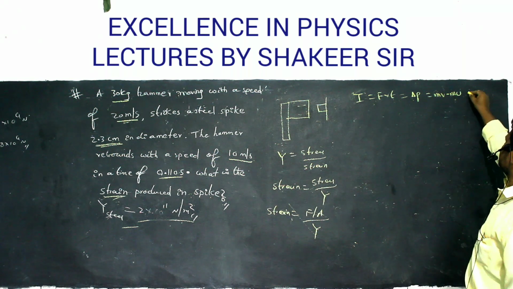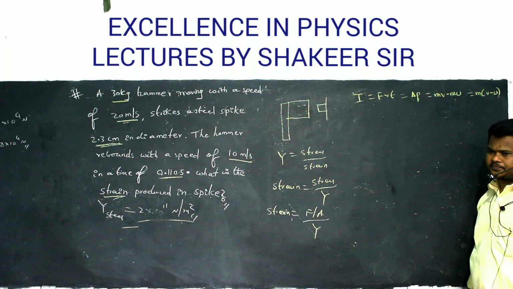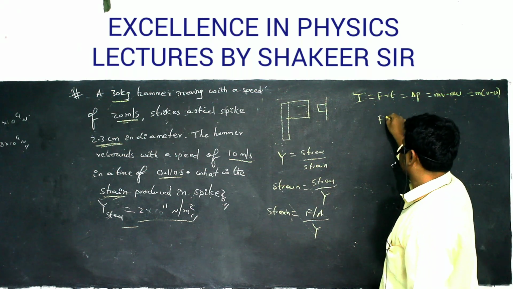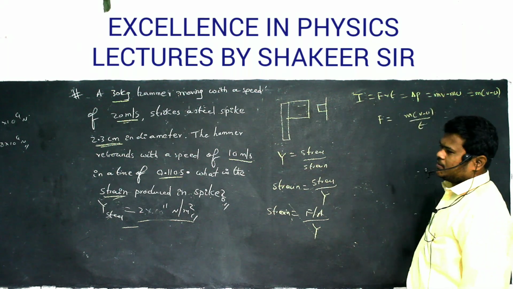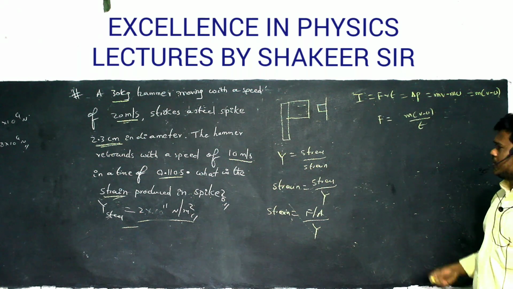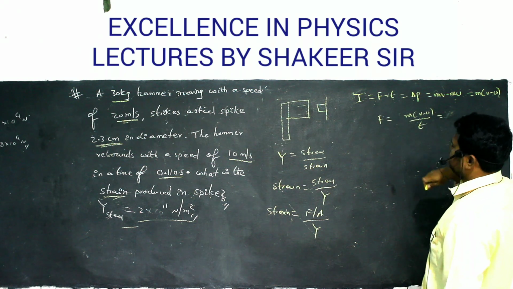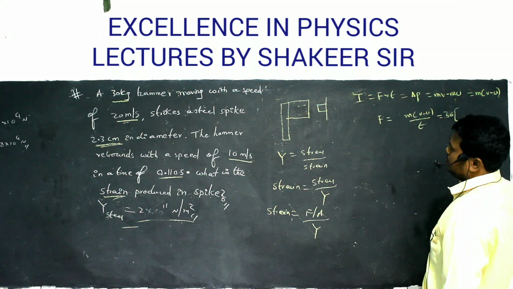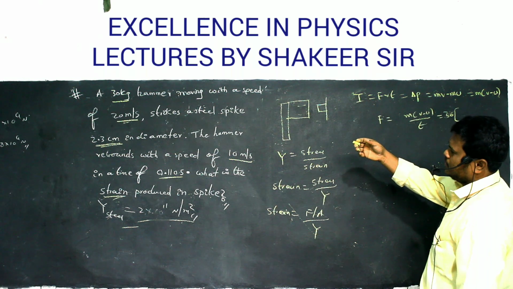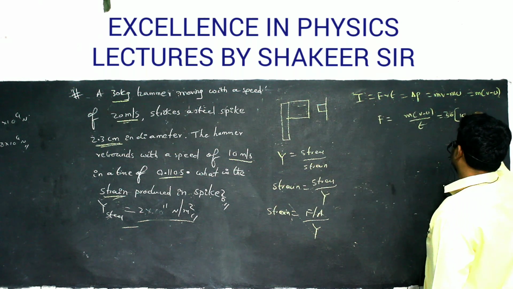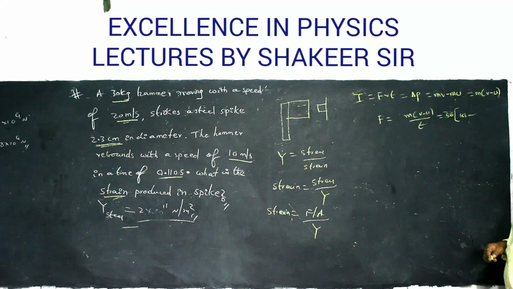Clear? So or I can write m into v minus u. From this I can calculate force. So therefore what is the force applied by this hammer? m into v minus u divided by t. So m, mass, is how much here? 30 kg. Final velocity? Final velocity is 10. So initial velocity 20. So can I write 10 minus 20?